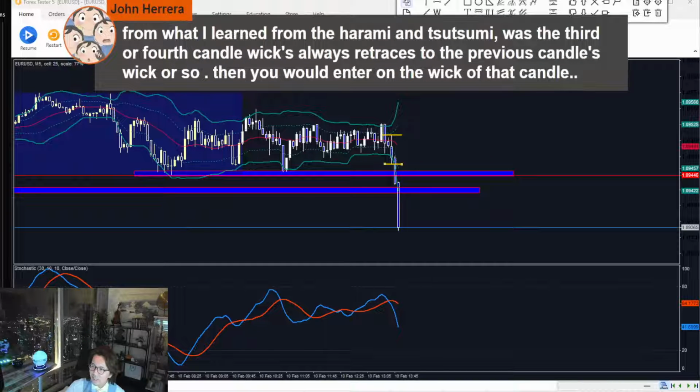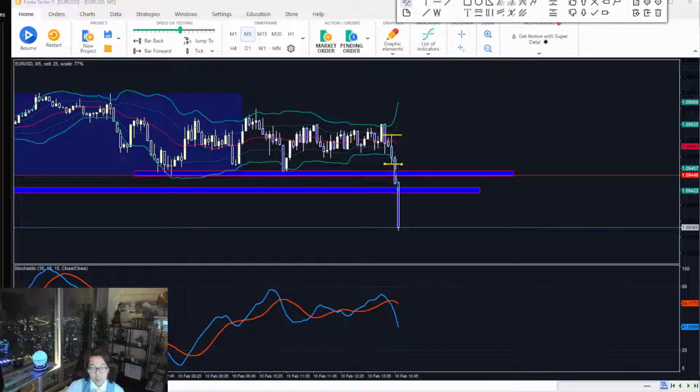Okay, John says, from what I learned from the Harami and Tsutsumi, the third or fourth candle wicks always retrace to the previous candle's wick or so. Then you would enter on the wick of that candlestick. Yeah, I think that's a bit safer. That's a safer logic strategy for these engulfing breakouts. Yeah, so it's good that you start to find these logics behind.